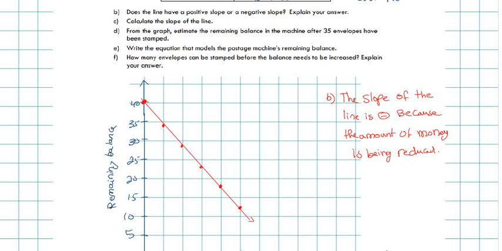So, the question is asking you to calculate the slope of the line. From the graph, it's not very clear because remember, I don't have all my small little values. So what other way can I find my slope? Other than doing rise over run.